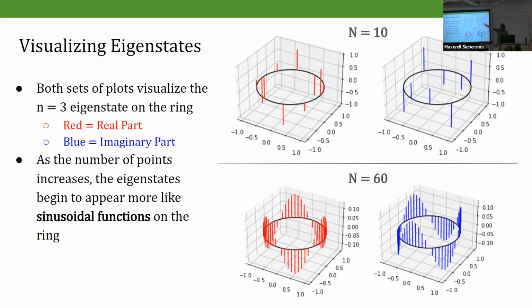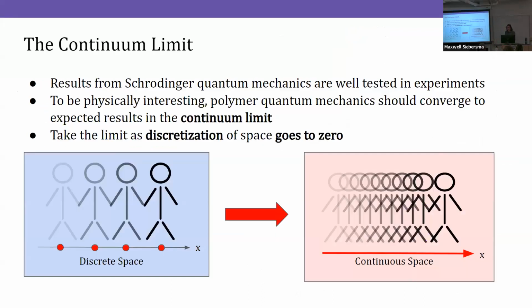So putting them on the ring, this is a system with 10 points, and you can kind of see the Kronecker delta nature. As we increase the number of points, this starts looking more like a sinusoidal graph, which is kind of what we hope to be seeing in normal Schrodinger quantum mechanics. This is starting to look like those eigenstates. And so this brings us to the last big question. Do we get the continuum limit back when we look at this polymer quantum system?